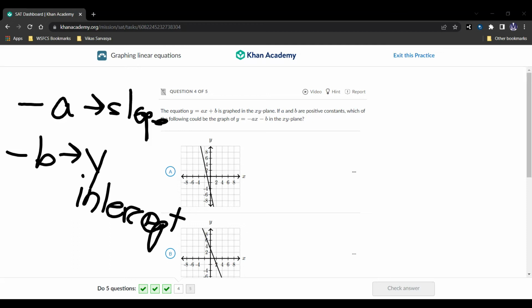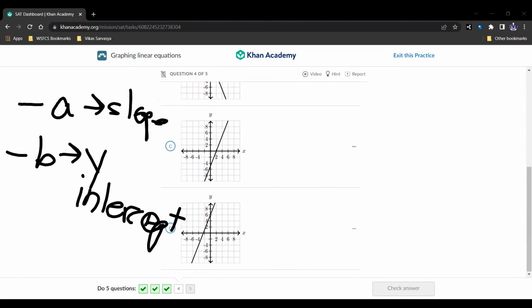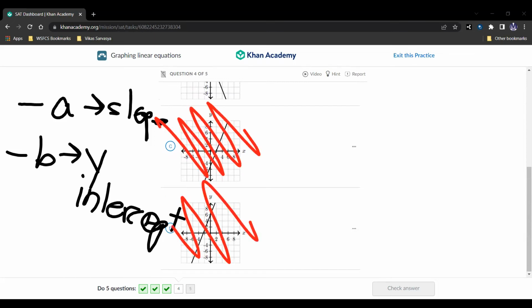All right, so how do we do this now? Well, we can see here, this has a negative slope, and it also has a negative y-intercept, so that one is good. Now let's scroll down to the other choices. Well, the first thing we see here is that neither of these work because they have positive slopes. The C and D do not work.